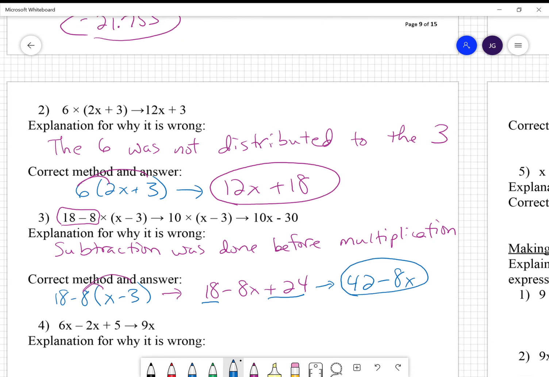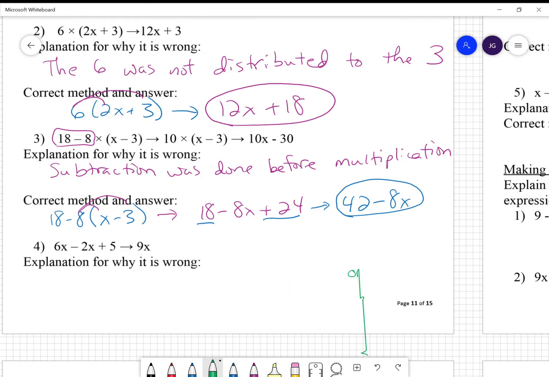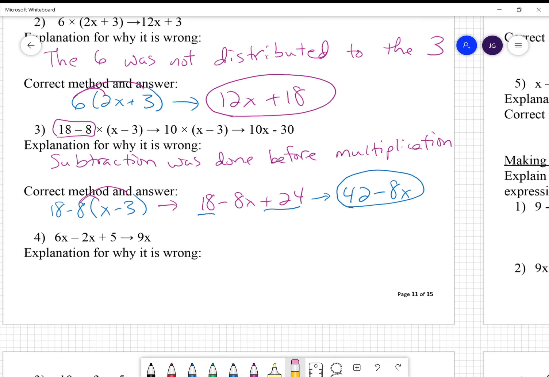So if I write that the other way, I could write it as negative 8x plus 42. All right, the next one.